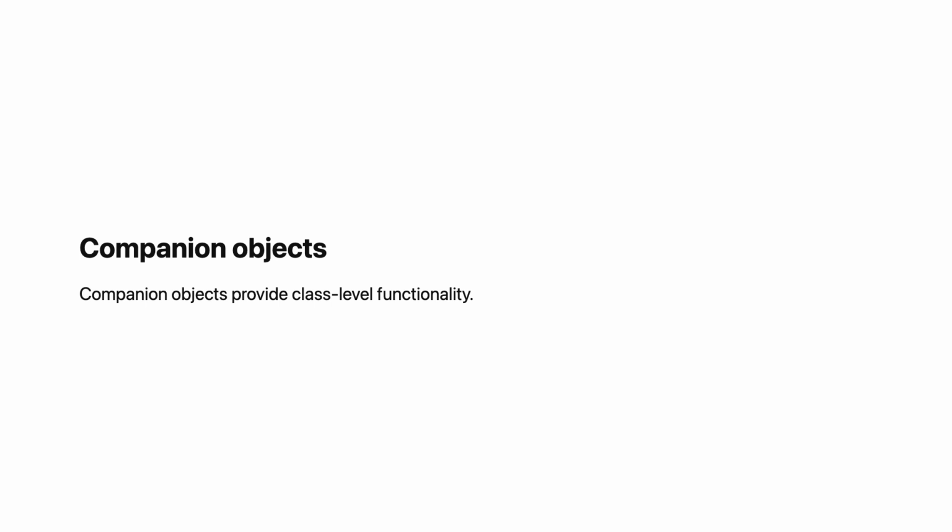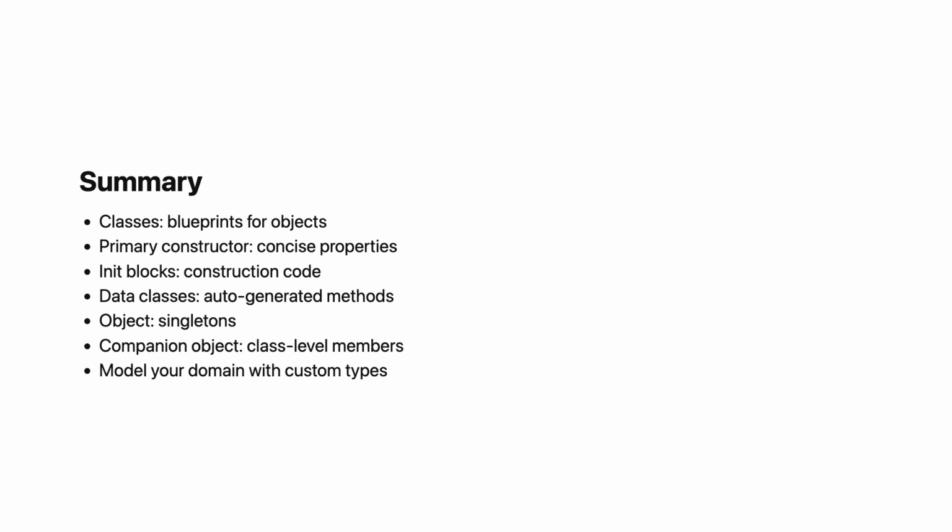Sometimes you need static-like members in a class. Kotlin does not have a static keyword. Instead, use companion objects. Class Person with val name String. Then a companion object with function create that returns a Person with that name. The companion object belongs to the class, not to instances. Call it through the class name. Use companion objects for factory methods, constants associated with the class, or anything that should exist once per class, not once per instance.